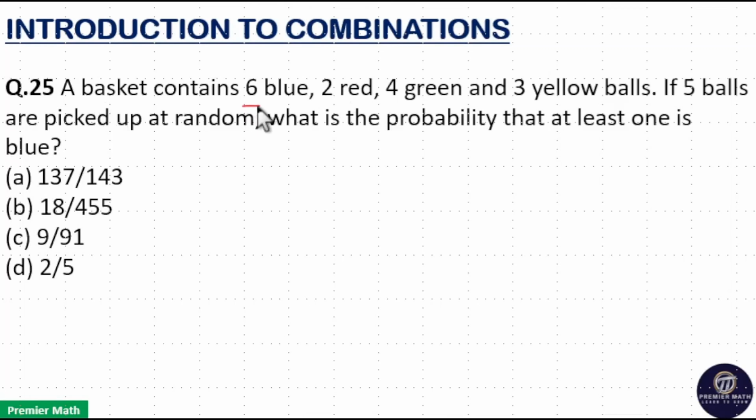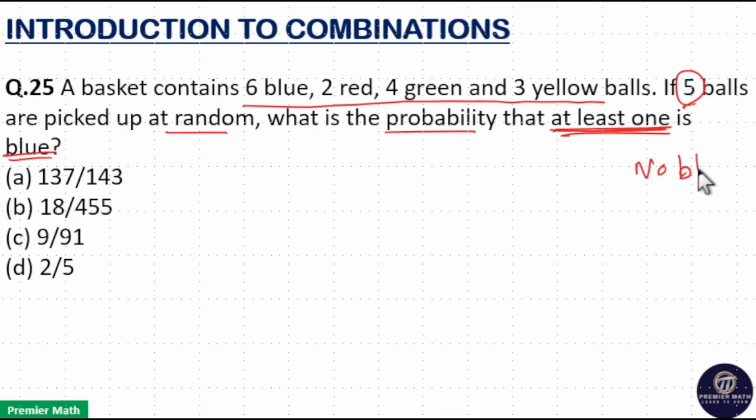A basket contains 6 blue, 2 red, 4 greens and 3 yellow balls. If 5 balls are picked up at random, what is the probability that at least one is blue? Here instead of calculating the probability of getting one blue, just calculate the probability of getting no blues. Then subtract it from the total probability. That is 1 minus no blue is at least getting 1 blue. So 1 minus, find the probability of getting no blues. Here total number of balls are 6 plus 2 plus 4 plus 3, total 15 balls. Out of these 15 balls, we should select 5 balls. So 15C5 is the total outcome.